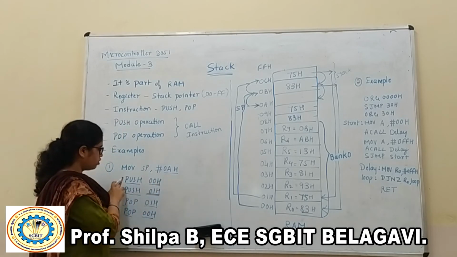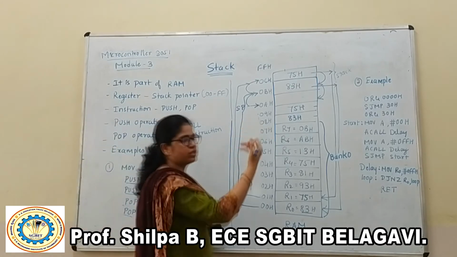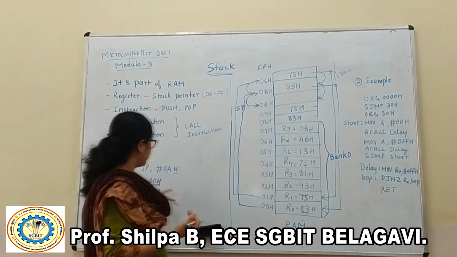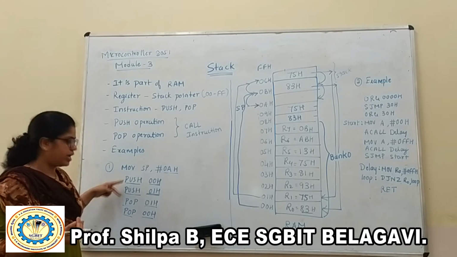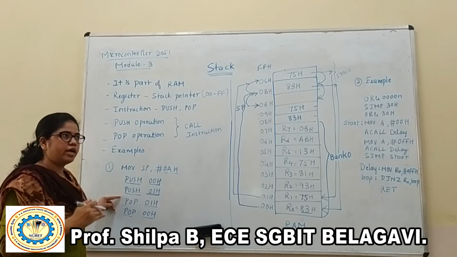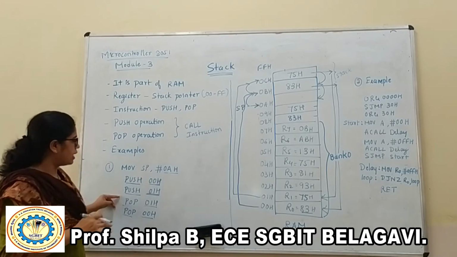Two times you push and two times you pop, which means you come back to the same position as earlier. You push the values equally and pop out the values equally, so I come back to the same address as earlier.